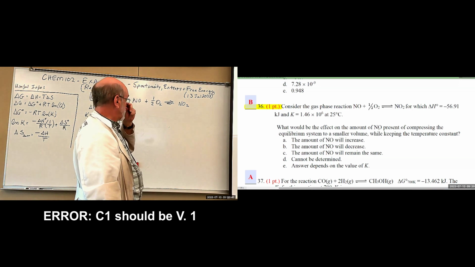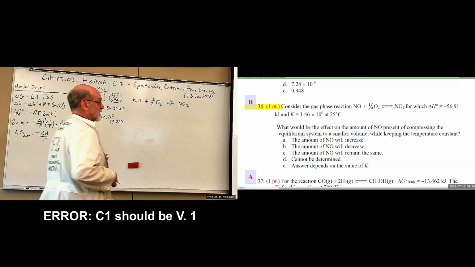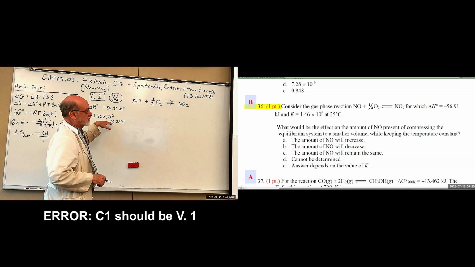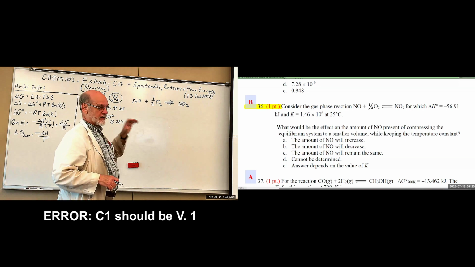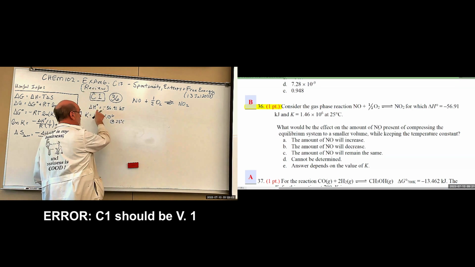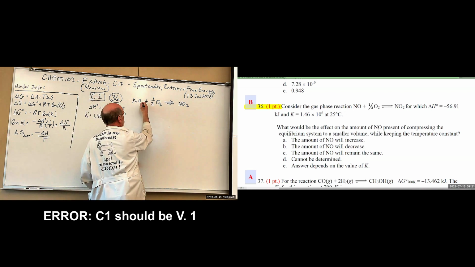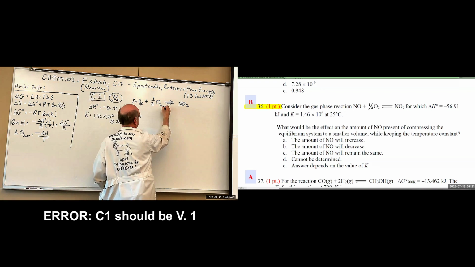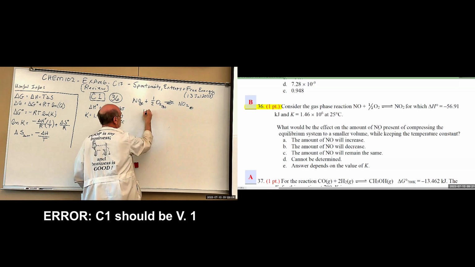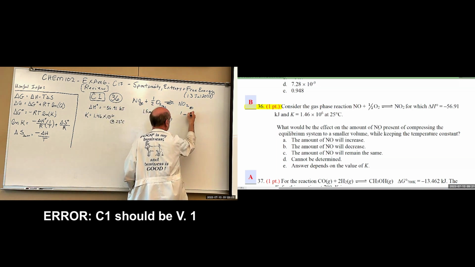Okay, what would be the effect on the amount of NO present of compressing the equilibrium system to a smaller volume? And keep the temperature constant. Don't change the temperature. We only change the volume. Okay, so we can use Le Chatelier here. In fact, we don't even need this value to answer that question. How many moles do you have on this side of gas? Right, all these are gases. Well, you have 1.5 moles. And over here you have 1 mole.